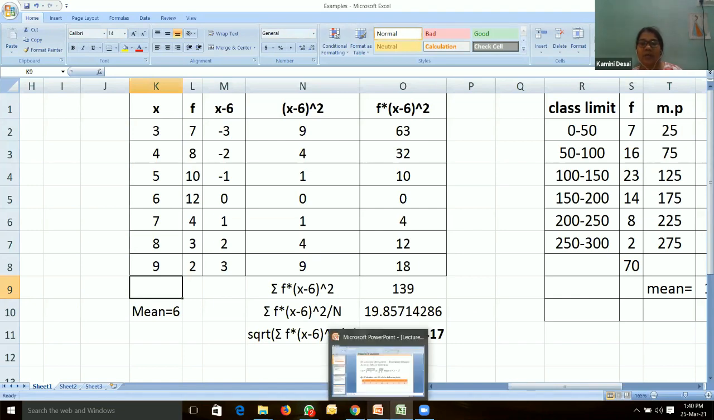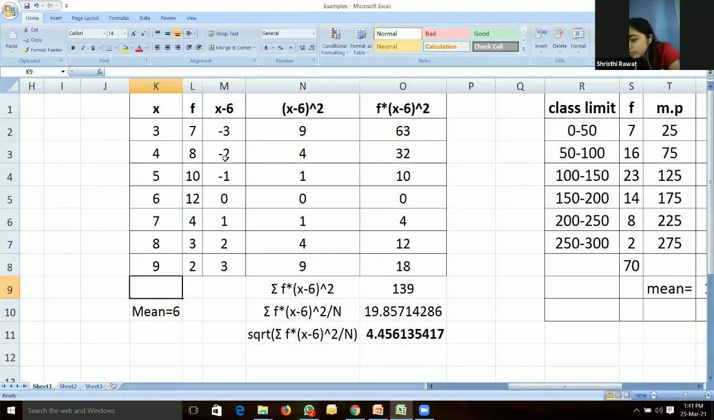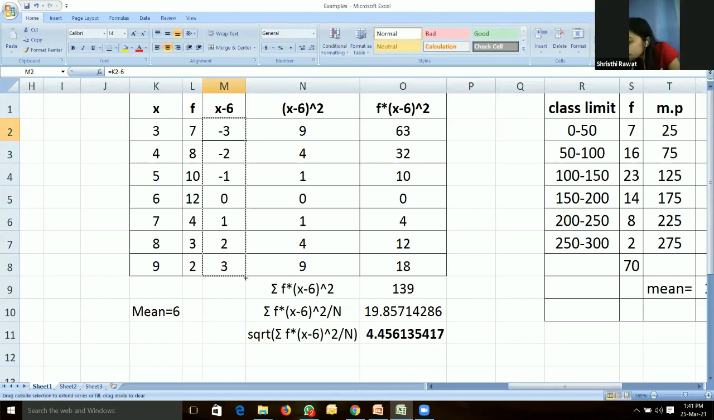Then generate the third column, x minus x bar. X bar is 6. X bar means mu. Mu is the average, the mean. So for this first column, x minus mean. So x minus mean, 6, is minus 3. And drag this.